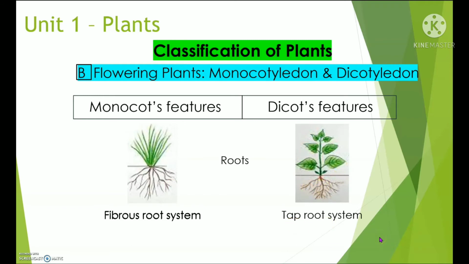So again, what are the roots of monocot and dicot? Very good. The roots of monocots are fibrous roots, as we can see in this picture, and the dicot roots are taproots.